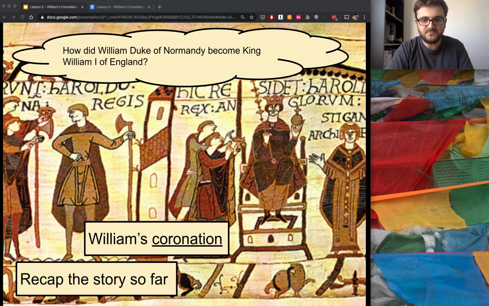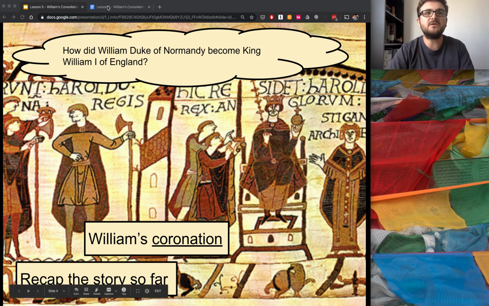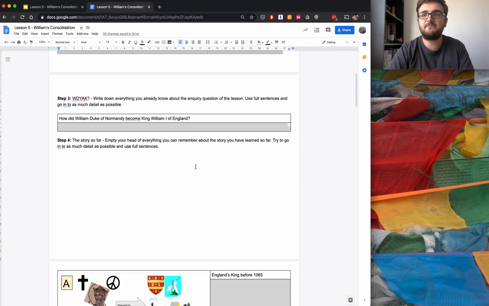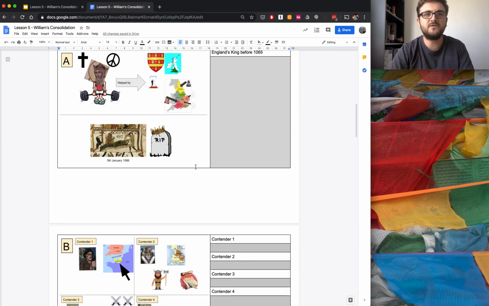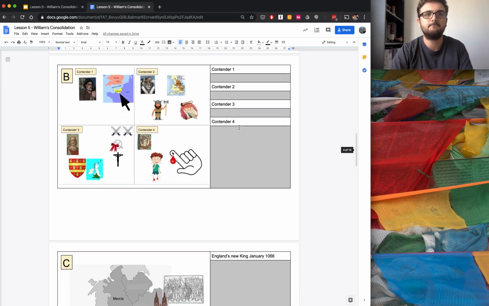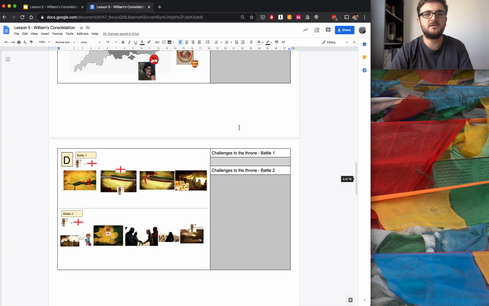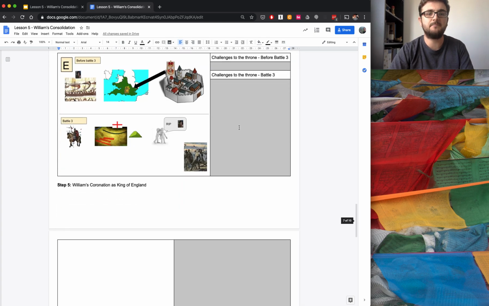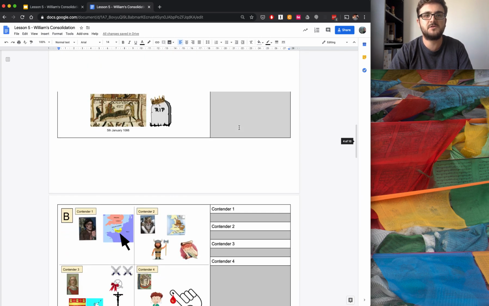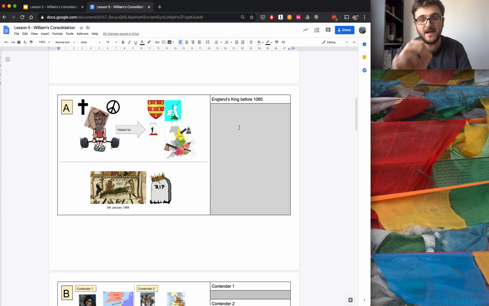Now, in order to recap the story so far, I would like you to first work your memory about everything you can remember. So again, if you look at the Google Sheets document, you'll see from step 4 you've got these images here. So you've got box A, box B, box C, box D, and box E. Now those images tell you the story of what you've learned so far.